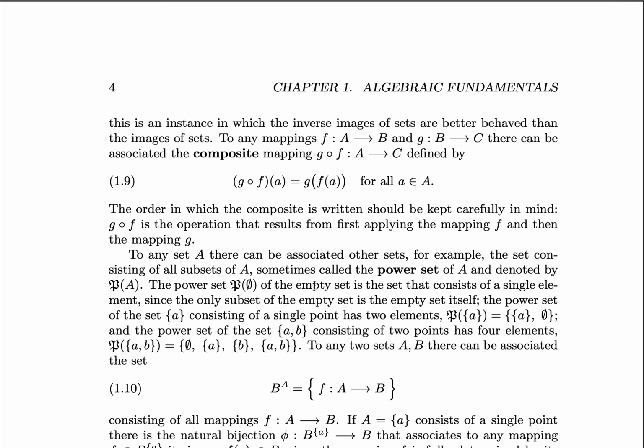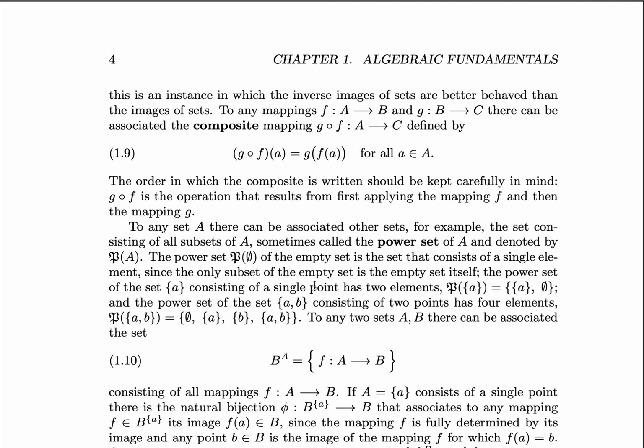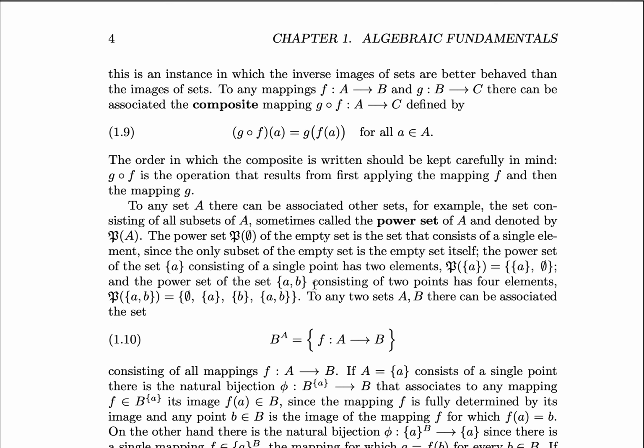So to any pair of mappings f from A to B and g from B to C, you can associate the composite mapping g of f, which goes from A to C, defined by (g∘f)(a) equals g(f(a)) for all a in A. The order in which this is taken is important, and g of f means first applying the mapping f and then the mapping g.